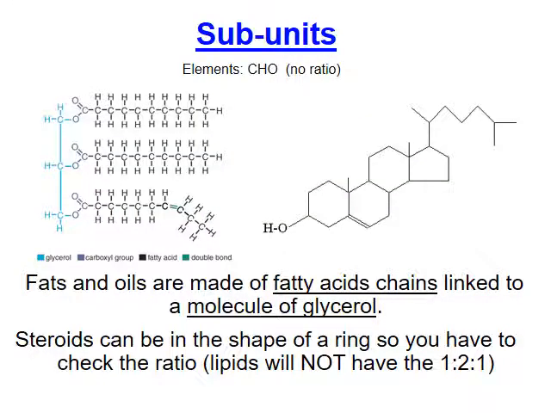However, not all fats are in chains. Steroids can be in the shape of a ring, so you have to check the ratio. Lipids will never have the 1 to 2 to 1 ratio. That is only going to be found in carbohydrates. So always make sure that you count to make sure that there is no ratio of the elements like there is in carbs. Otherwise, you could accidentally identify the wrong one.